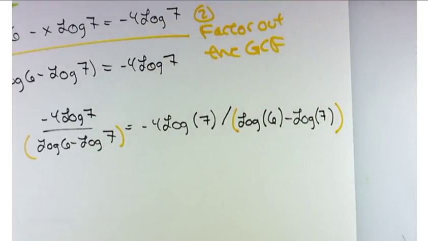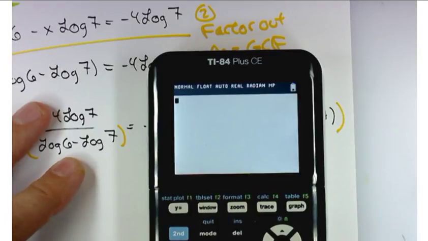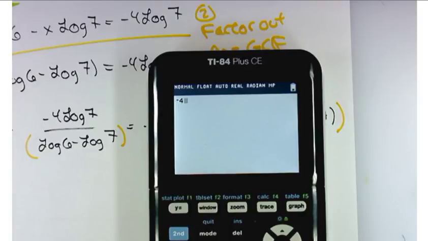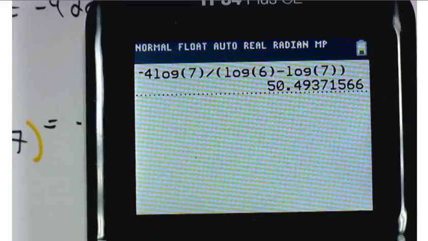So unless you have that fancy math print, this is how you would have to type it in. If you have that math print, then it removes you from having to type in quite so much stuff. Let me type it in the way I just showed. Negative 4 log of 7 divided by left parenthesis log of 6, right parenthesis minus log of 7, and then 2 right parentheses. So 50.49 is our winner.